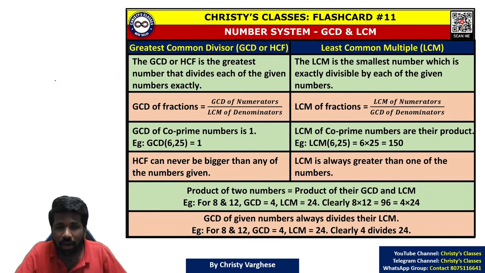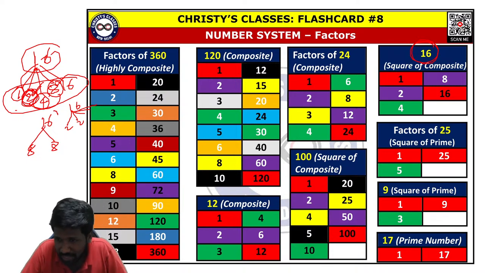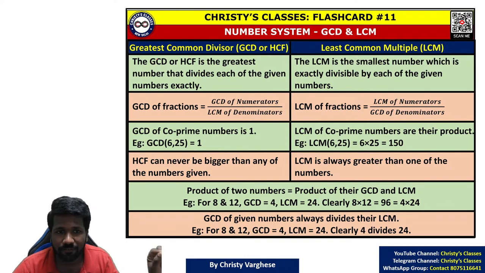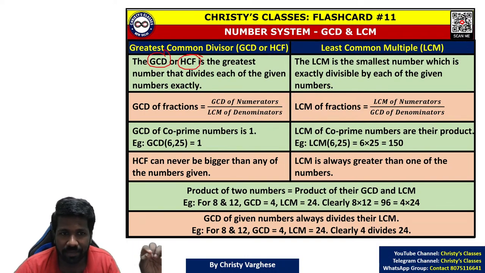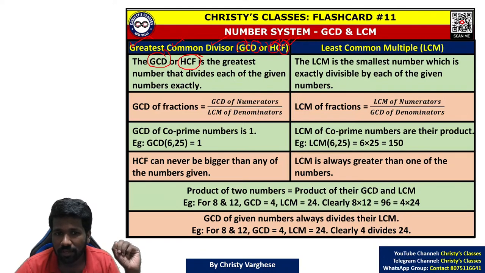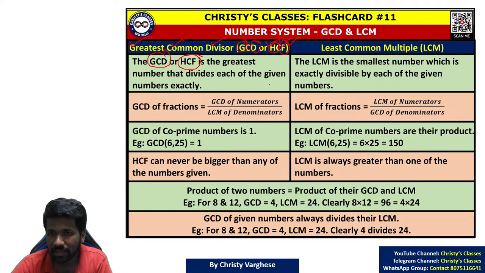Okay, so now how to find LCM? The basic idea of factor and multiple is enough to do LCM and HCF for many of the cases. So what is LCM and HCF? Just clarifying, GCD and HCF mean the same: greatest common divisor and highest common factor. Greatest and highest are the same, divisor and factor are the same, so GCD and HCF are just synonyms. It is the greatest number that divides each of the given numbers exactly.